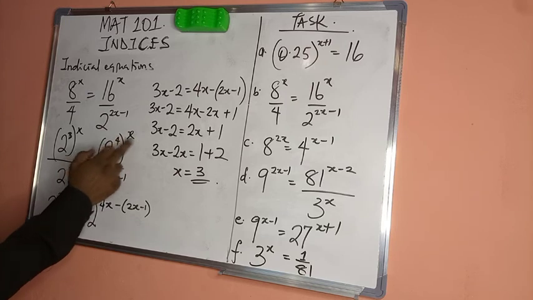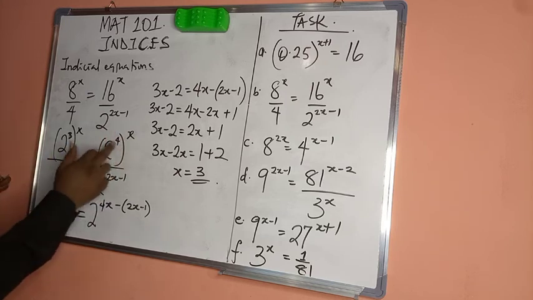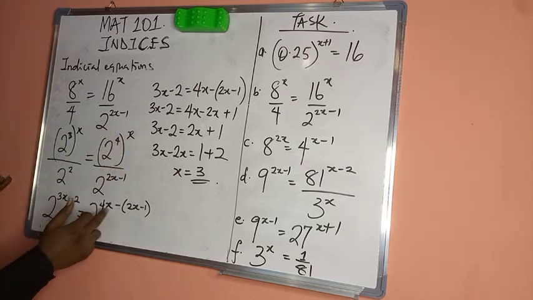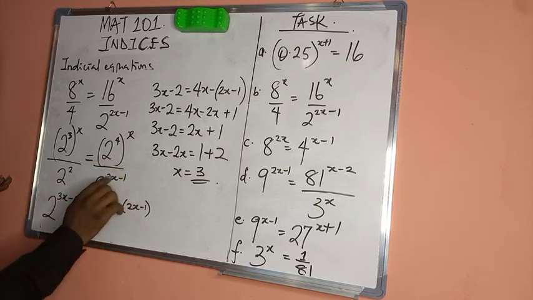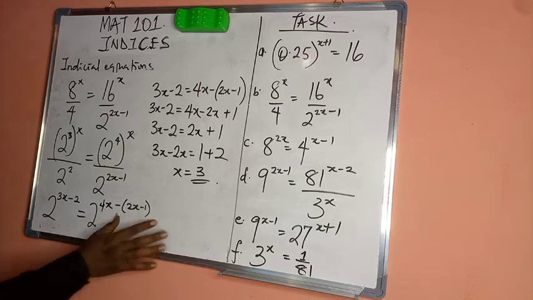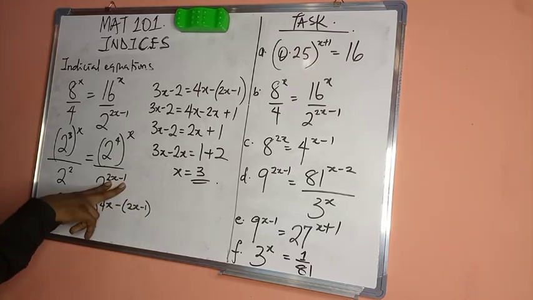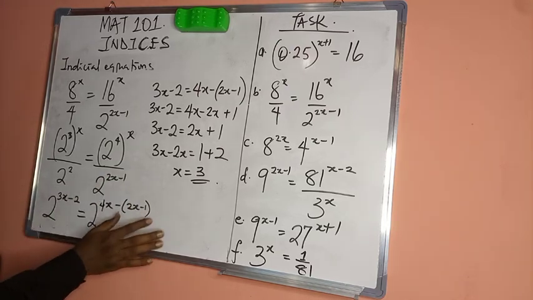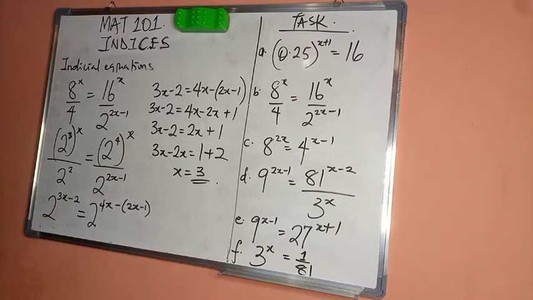Here, you multiply this from the power law, right? 4 times x is 4x, so that's 2 raised to 4x. But since they're dividing, you subtract the powers, minus 2x minus 1. The bracket is here because we have two terms, okay? If you have two terms, please always use brackets to avoid mistakes, nothing more. All right, okay, that's that.